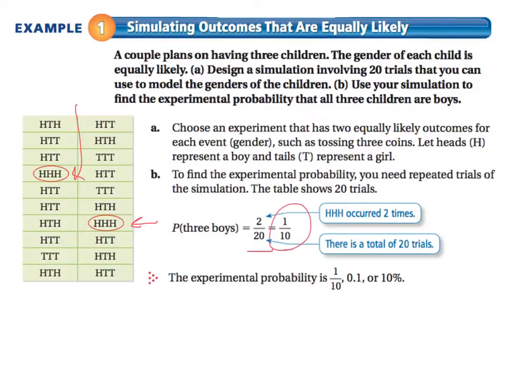Now this is called the trial. Since we did a trial run, a simulation, we have 20 total trials and HHH occurred 2 times. Therefore, the experimental probability is 1/10, 0.1, or 10%.